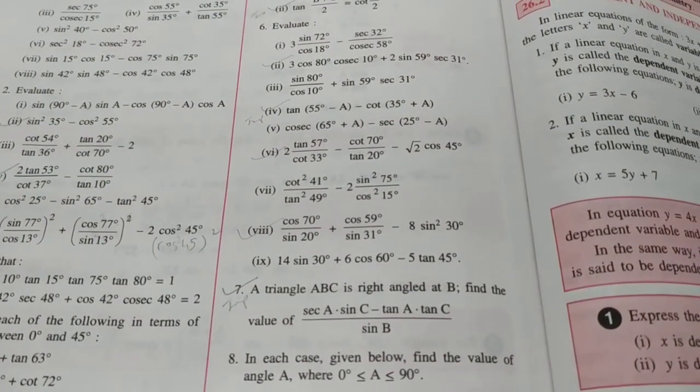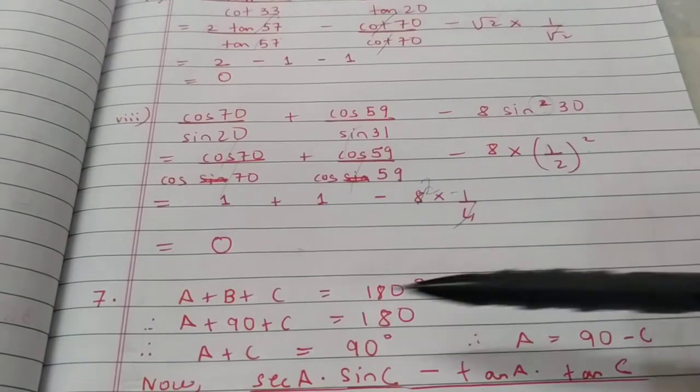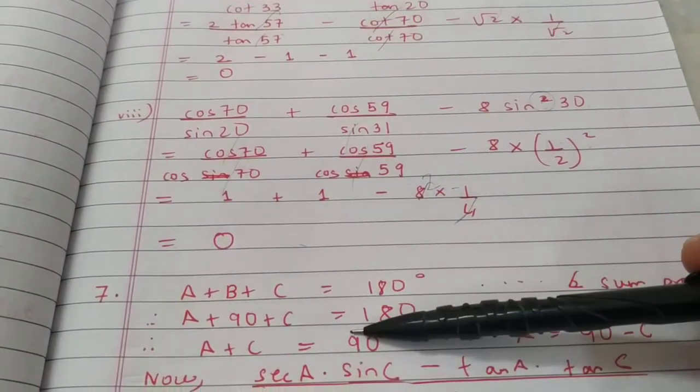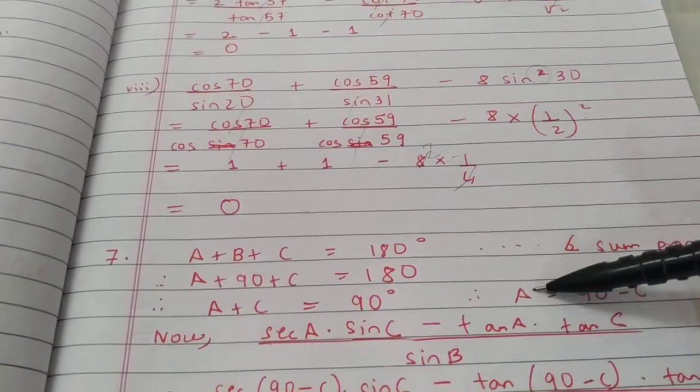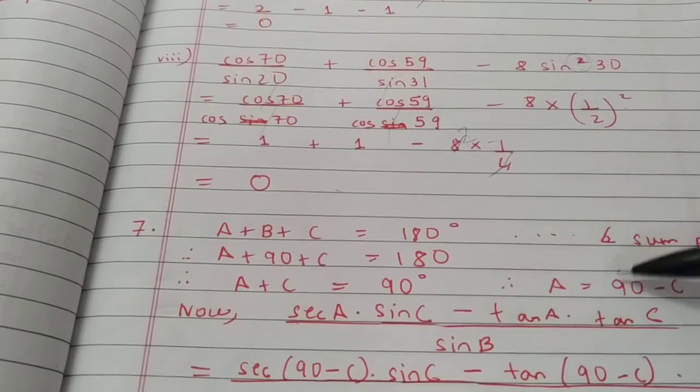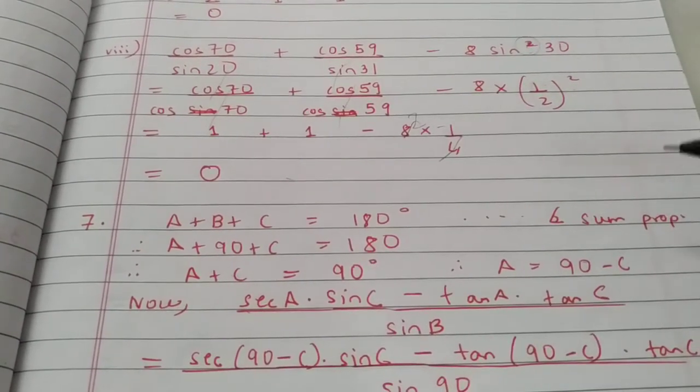Now mark the 7th sum as IMP. ABC is right angled at B. That means B is 90. That means angle A plus C will also be 90. Keep that in mind, that A plus B plus C was 180. Out of that B is 90. So A plus C is 90. So either you can take A as 90 minus C, or you can take C as 90 minus A. Either of them has to be substituted in the sum.